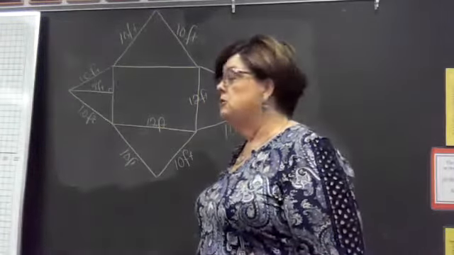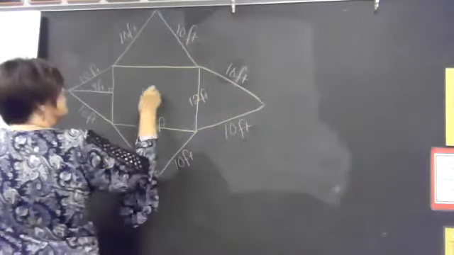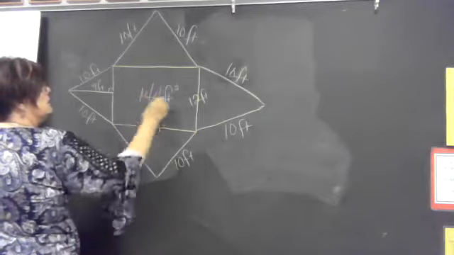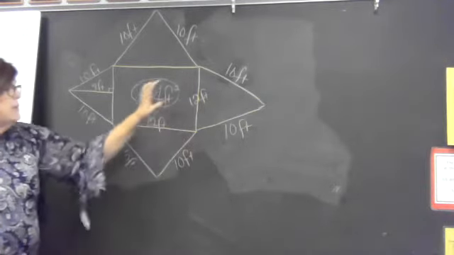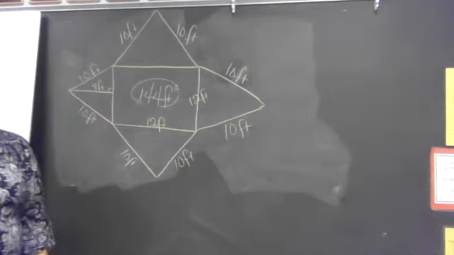So the area here is 12 times 12, which is 144 feet squared. Length times the width is the area of the square. A square is a rectangle, and that's why we were able to do length times the width.